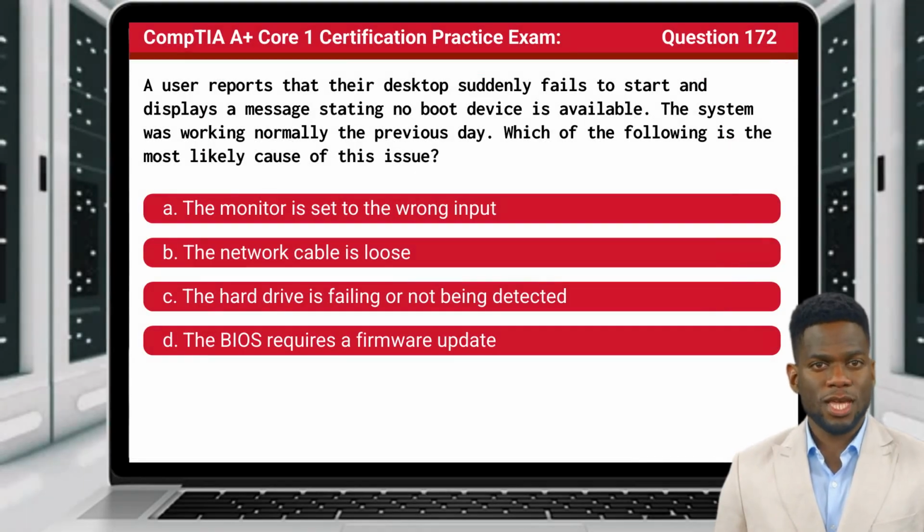Question 172. A user reports that their desktop suddenly fails to start and displays a message stating no boot device is available. The system was working normally the previous day. Which of the following is the most likely cause of this issue?